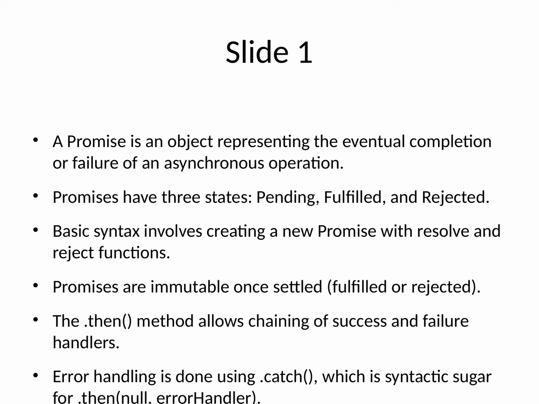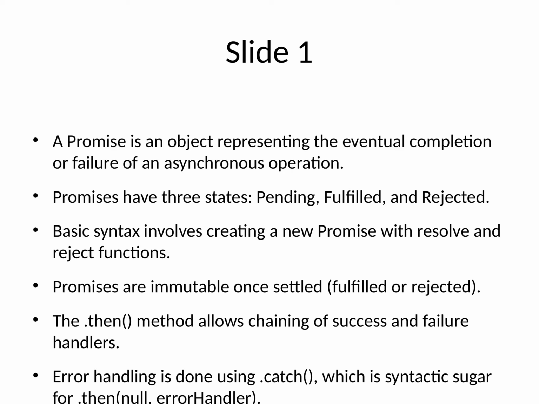The basic syntax for creating a promise involves using the new Promise constructor, which takes a function with two parameters: resolve and reject. The resolve function is used to mark the promise as fulfilled and return a value, while the reject function marks it as rejected with an error. For example, you can create a promise that resolves after a timeout by using setTimeout to call resolve with a success message. One of the key features of promises is the ability to chain operations using a then method.